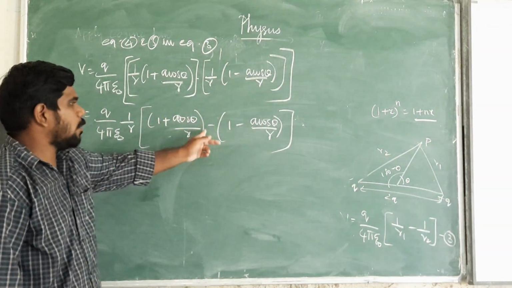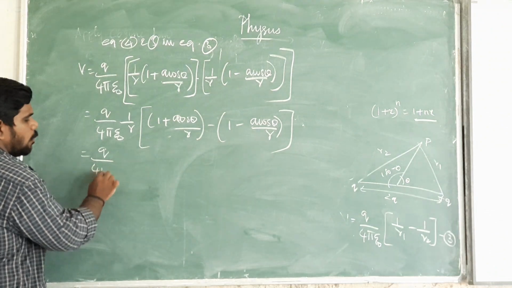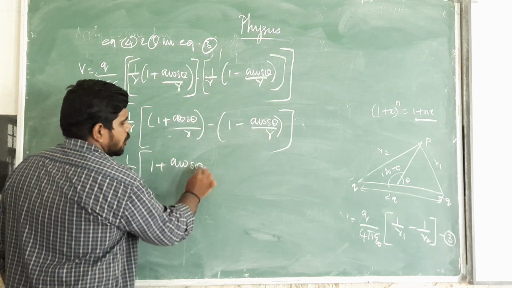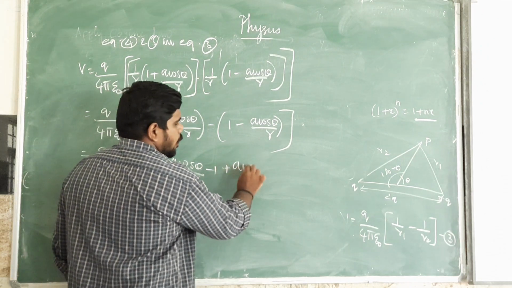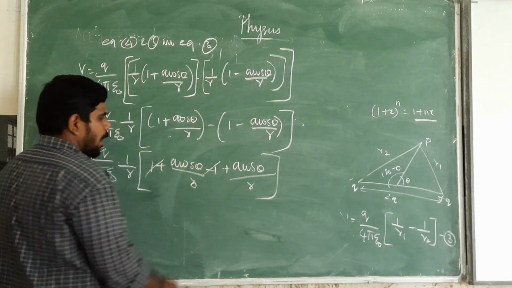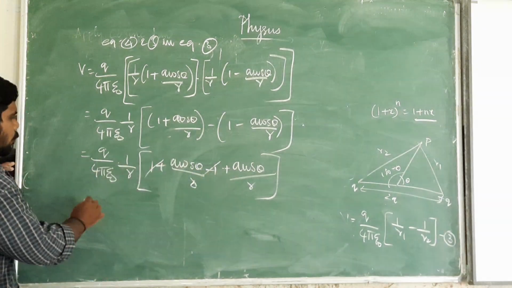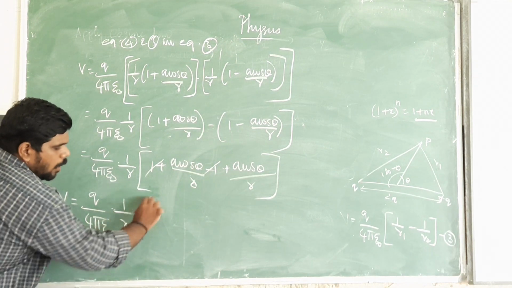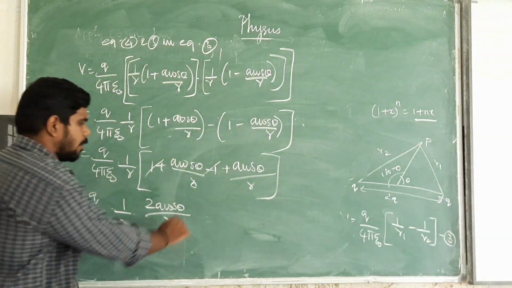Now we are going to multiply the terms inside. Q by 4 pi epsilon 0 into 1 by r into 1 plus a cos theta by r, and minus into minus 1, minus into minus gives plus, so plus a cos theta by r. Which terms get cancelled here? Plus 1 and minus 1 cancel, so we get 2a cos theta by r. So V is equal to q by 4 pi epsilon 0, 1 by r into 2a cos theta by r.